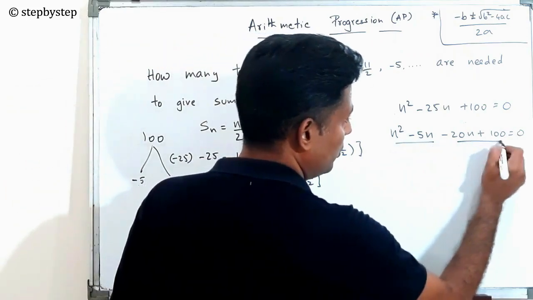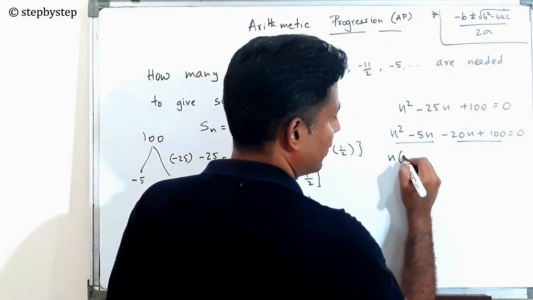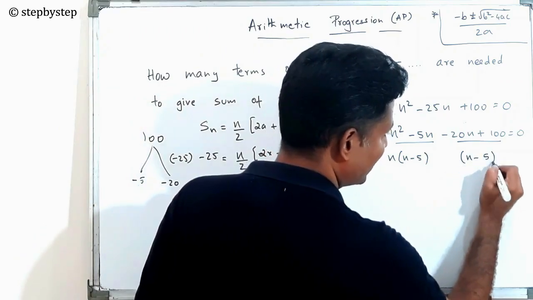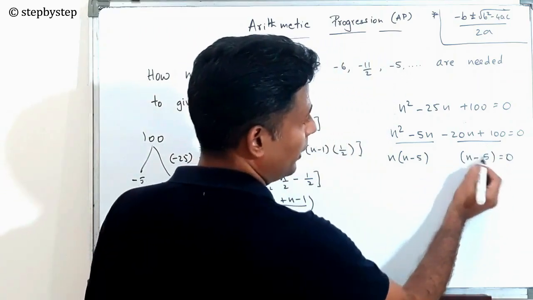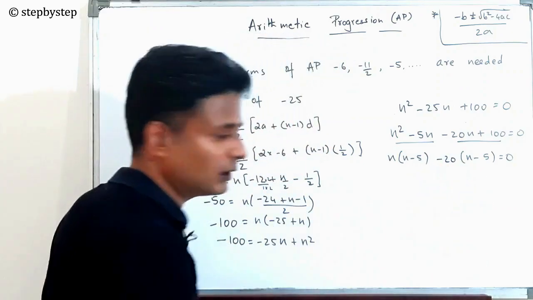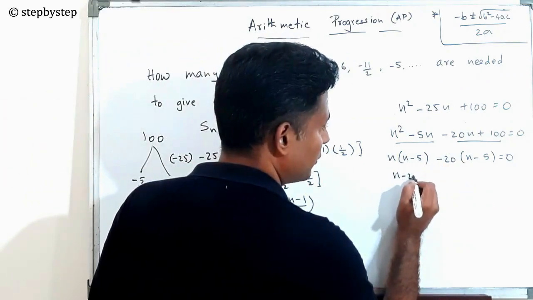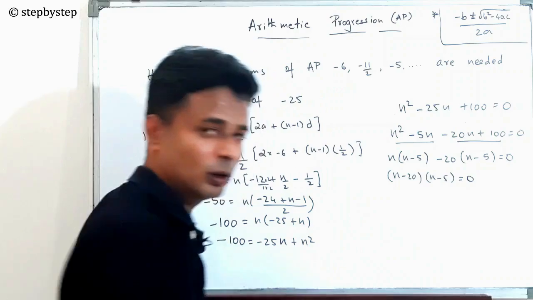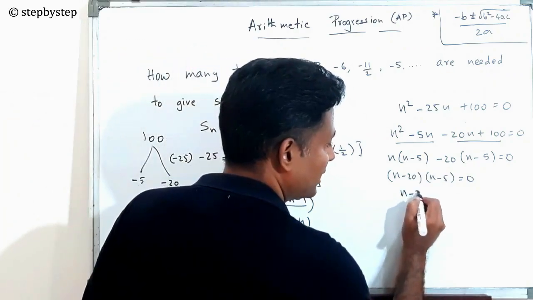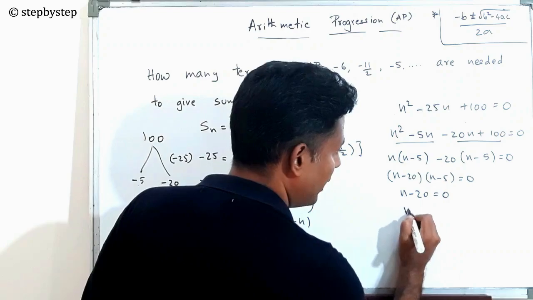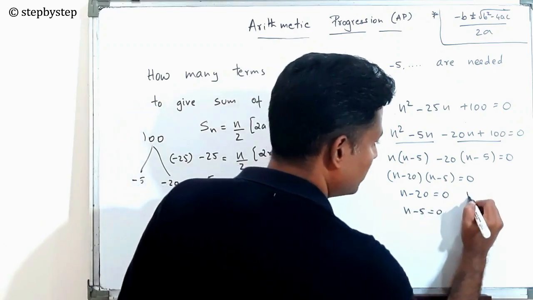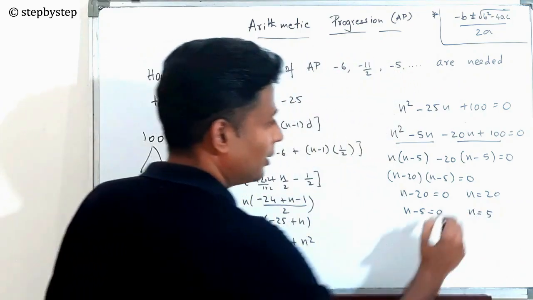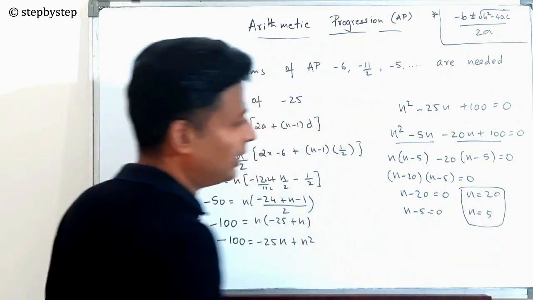So I'll pair these two. What can I take common? n. n into n minus 5, which means here I should get n minus 5 as well, right? What can I take common to make it? Minus 20 goes out. So I get n minus 20 and n minus 5 equal to 0. Which means n minus 20 equal to 0 and n minus 5 equal to 0, which means n equal to 20 and n equal to 5. Now we got two answers for n, that is 20 and 5.